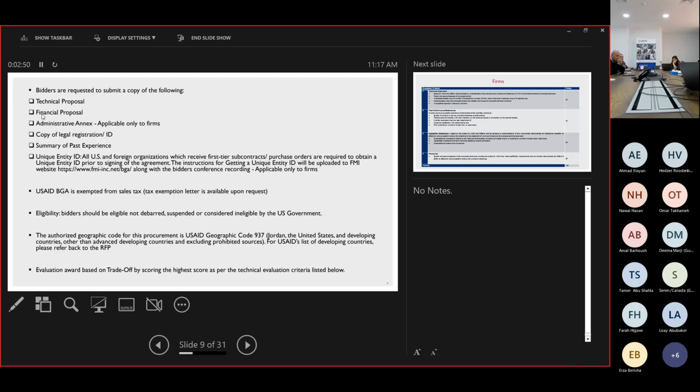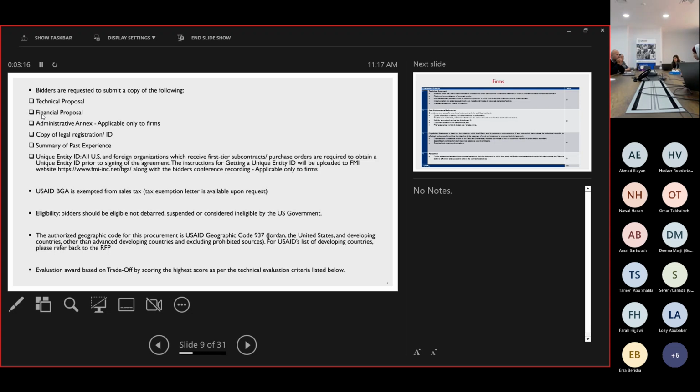As a project, USAID Business Growth Activity is exempted from sales tax. Upon awarding, the tax exemption letter will be shared with the awarded subcontractor. Also, we will screen the awarded subcontractor. It should be eligible to receive US funds.